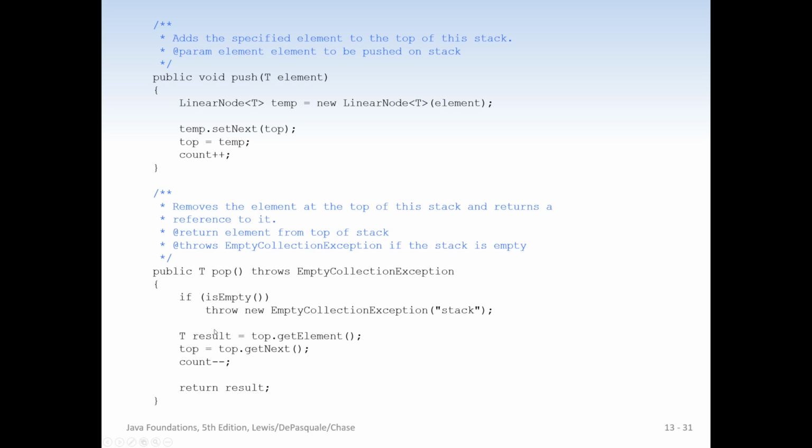So we're going to say result. What we're going to return back when someone calls pop is going to be top.getElement. Then we're going to say top equals top.getNext. So we're going to get the next thing here. And the old top now has nothing pointing to it. So it's just going to get deallocated and the garbage collector is going to clean it up. Okay. We're going to decrement the count because we're decrementing this thing, and we're going to return the result.